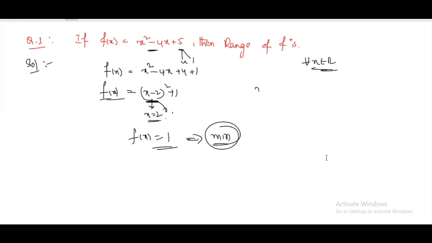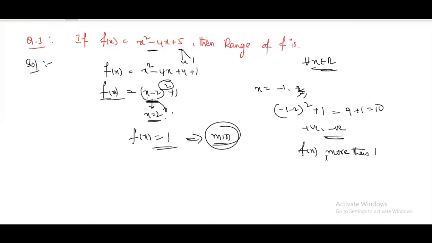Other than that, whatever x value you substitute, negative values or positive values, see, I'll show you an example. If I substitute x equal to minus 1, it will become minus 1 minus 2 whole square plus 1, means 9 plus 1, 10. Since we have a square here, whether x value is positive or negative, the value of f of x will be more than 1 only.